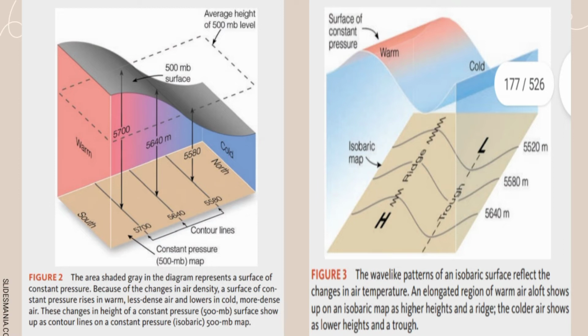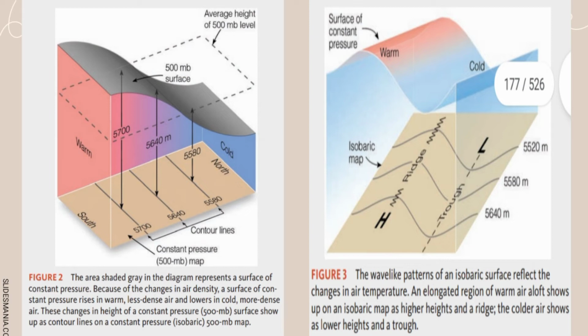In the warmer air in the south, a pressure reading of 500 millibars is found at a higher level, right? It is found at a higher level than the 500 millibar in the colder air in the north, which is observed at a much lower level. Can you spot the difference between the two from the south and the north? Okay. The variation of height in the 500 millibar constant pressure surface is shown as contour lines.